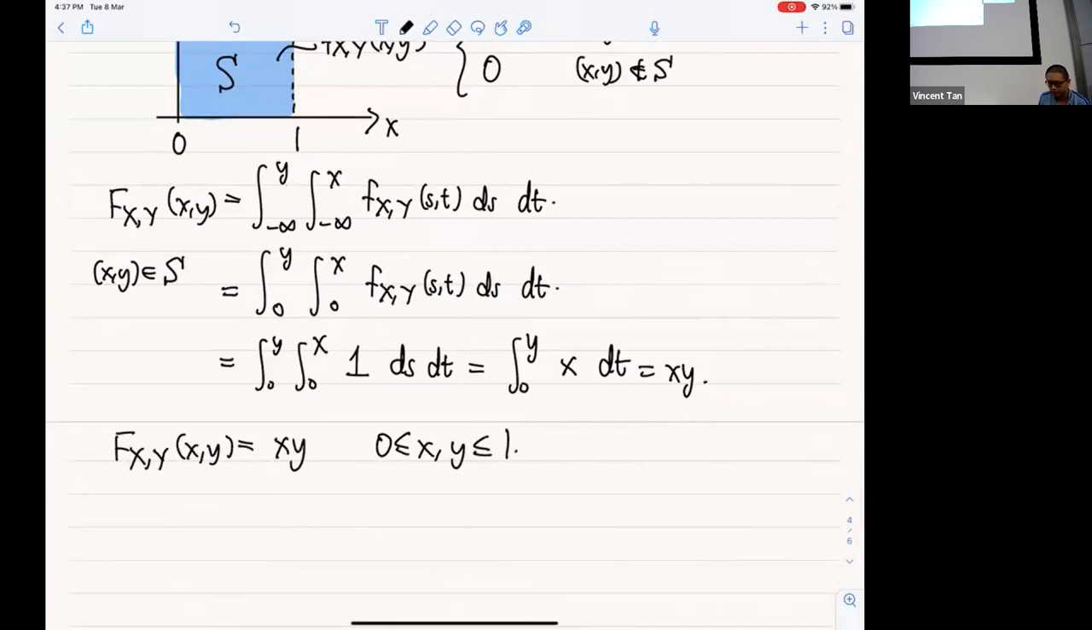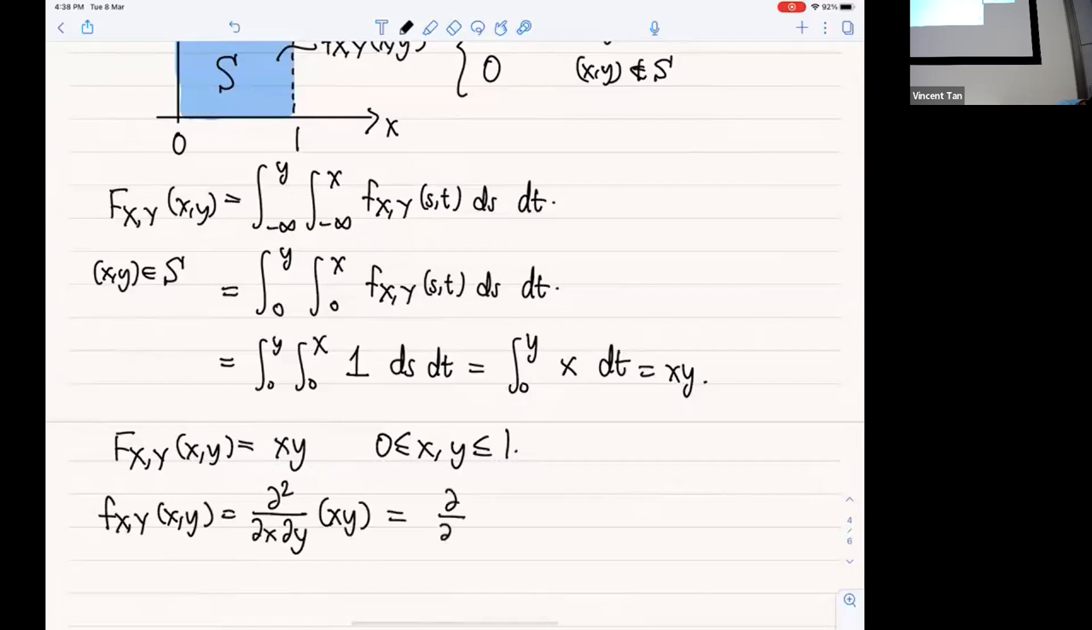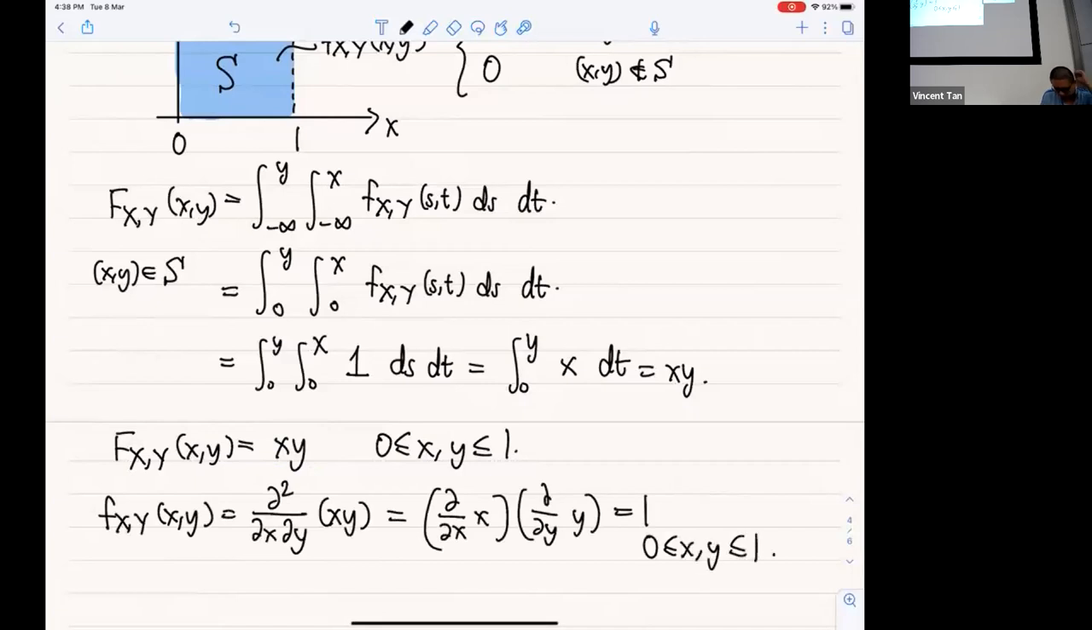So this is one way to recover the cumulative distribution function. And you see that if I want to recover the density, the probability density function, then I do a double differentiation here. Now, if you differentiate this xy, you can just split this, d by dx of x, d by dy of y, but both are one, so you recover one, but only when x and y belong to the square. So you see that you can toggle neatly between the PDF and the CDF. Any questions?